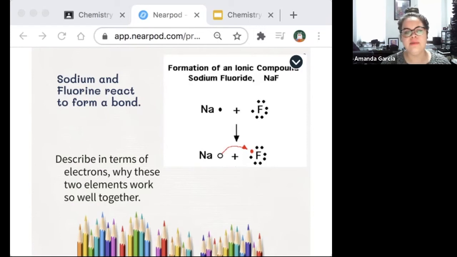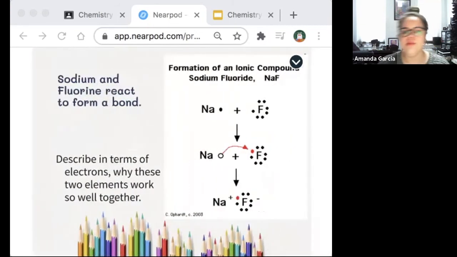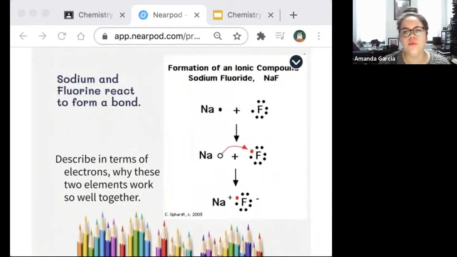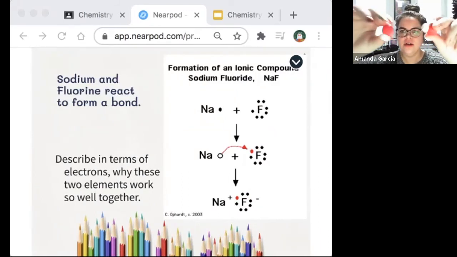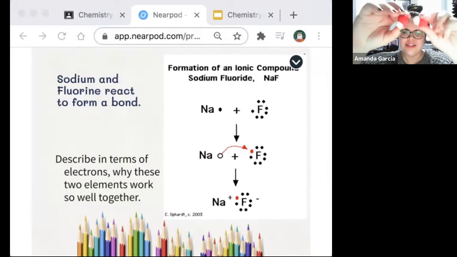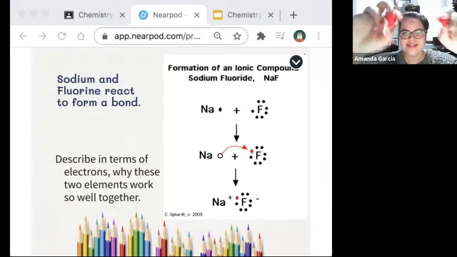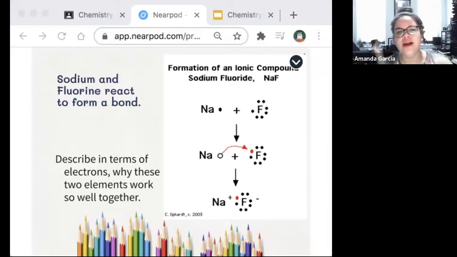So they're all going to form a +1. What is fluorine going to do when it gains an electron? What will fluorine's charge be? It is negative. So we have sodium becoming a +1, fluorine becoming a -1. What do we know about positive and negative charges when they come near each other? They attract. They do not explode.